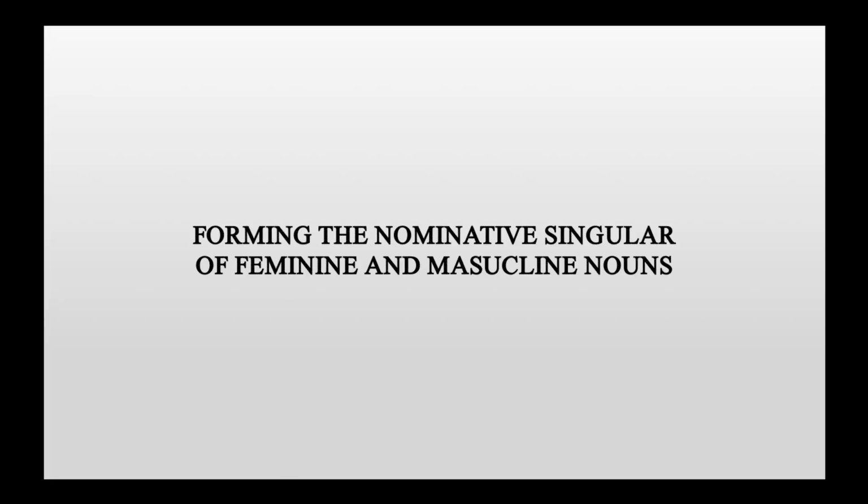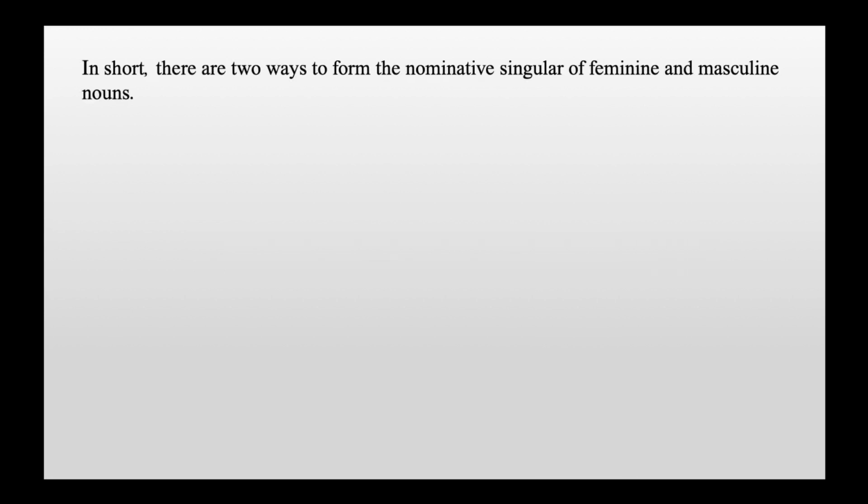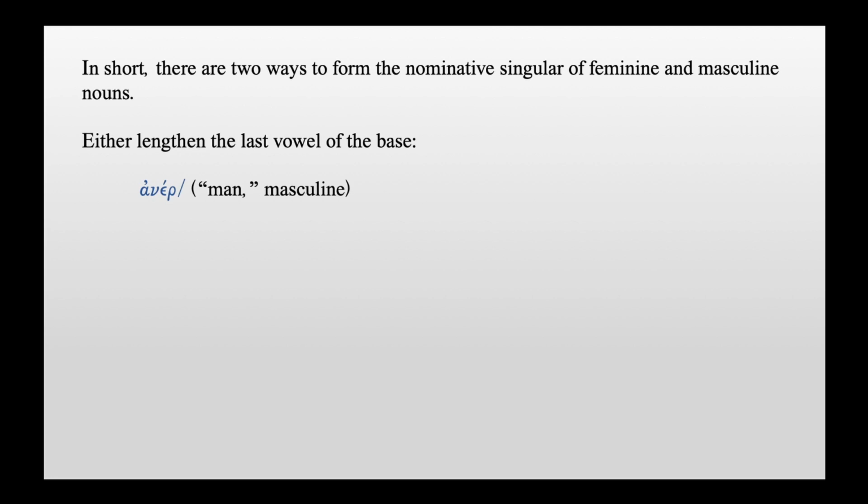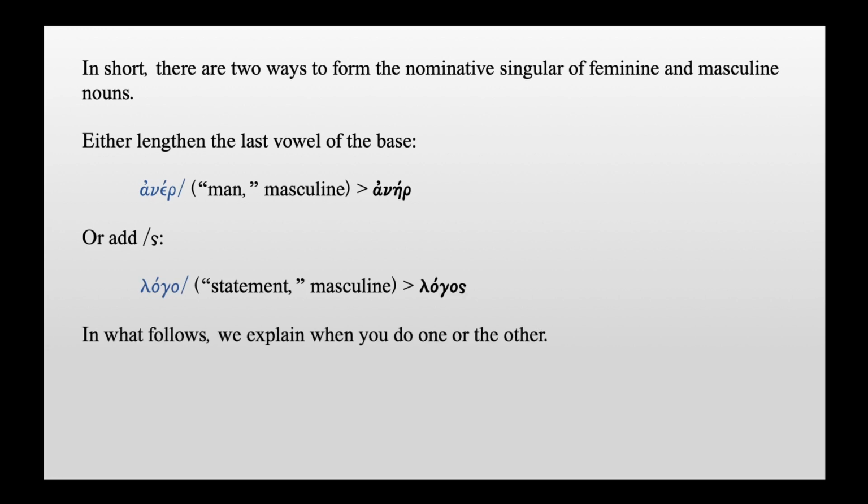As for forming the nominative singular of feminine and masculine nouns, there are in short two ways to do this. Either lengthen the last vowel of the base, so aner, a masculine noun meaning man, becomes aner, or add sigma, so logo, a masculine noun meaning statement, becomes logos. In what follows, we explain when you do one or the other.